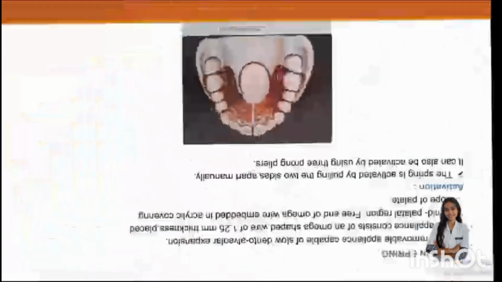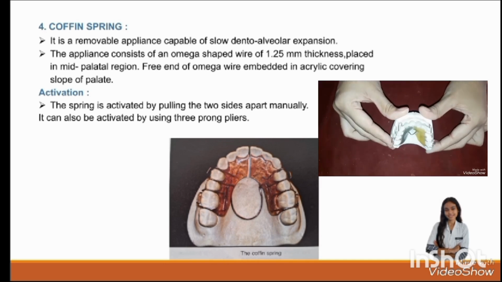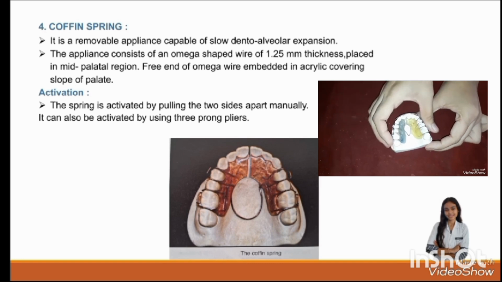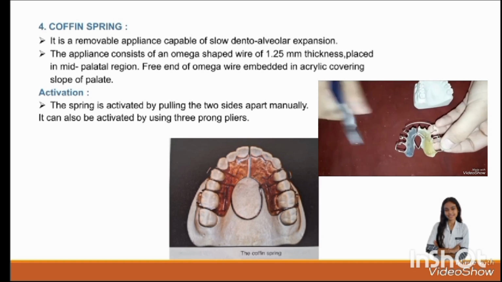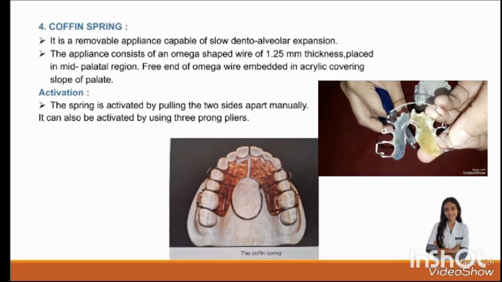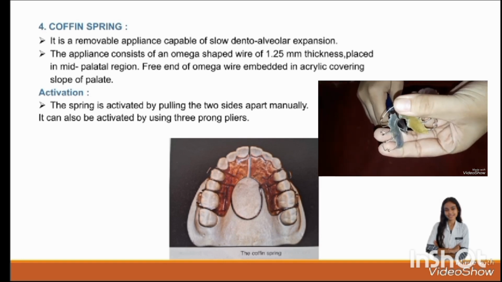Fourth one is coffin spring. It is a removable appliance capable of slow dentoalveolar expansion. The appliance consists of omega-shaped wire of 1.25 mm thickness placed in the mid-palatal region. Free end of the omega wire is embedded in acrylic covering the slope of the plate. Activation: the spring is activated by pulling the two sides apart manually. It can also be activated by using a 3-prong plier.